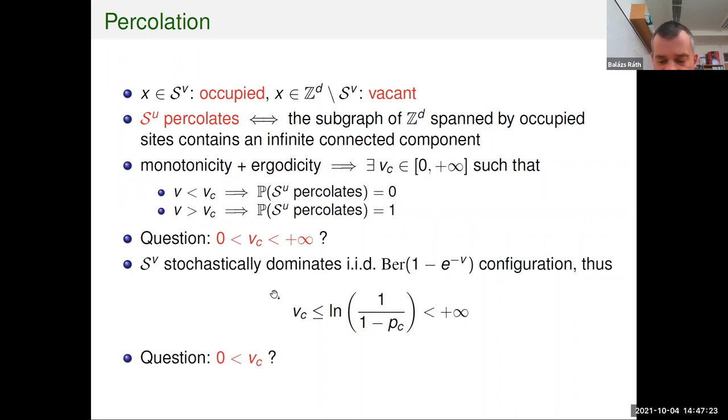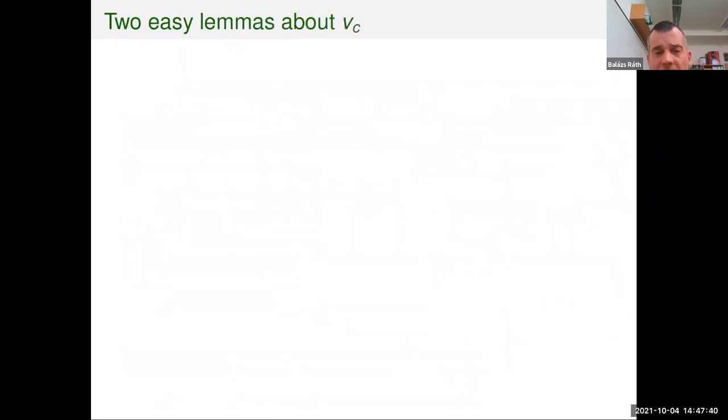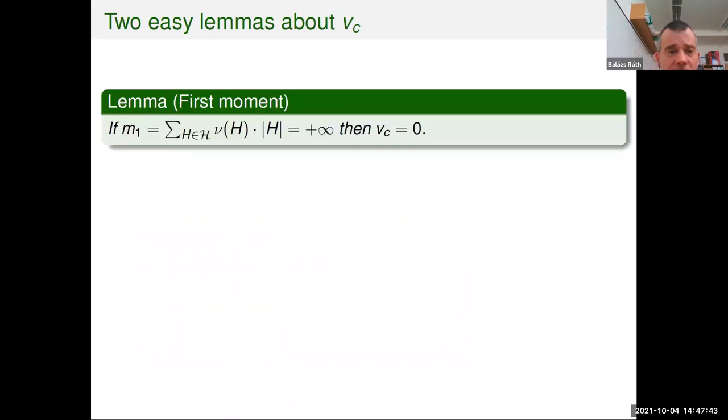Is this critical threshold positive? The answer to this question is more complicated, and this is what the rest of the talk is going to be about. The answer depends on how you choose the law of animals. Here are two easy lemmas about the critical threshold to put things in context. The first lemma is a trivial condition under which you see percolation for all intensities, so V_c is zero. And the second lemma is an easy sufficient condition for having non-trivial percolation. But these two lemmas are very easy.